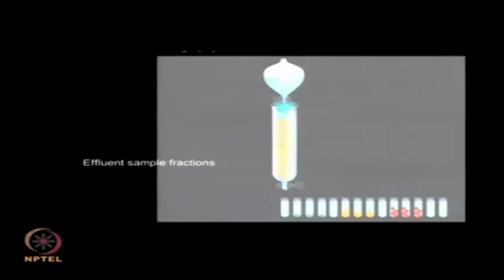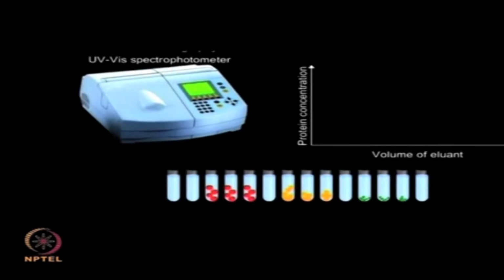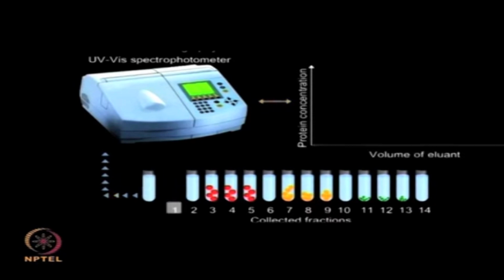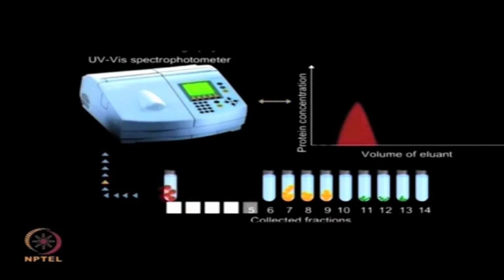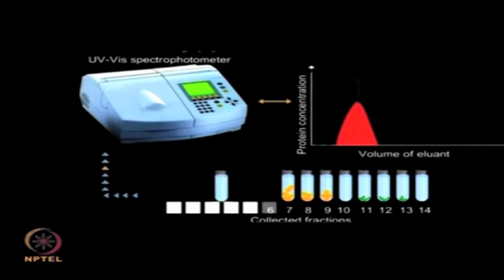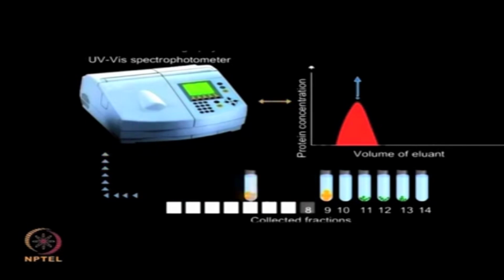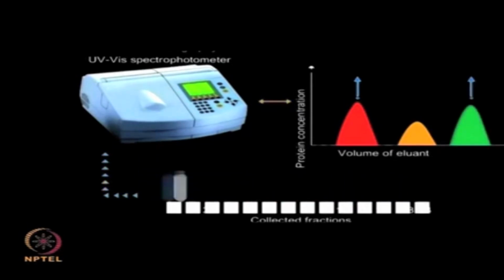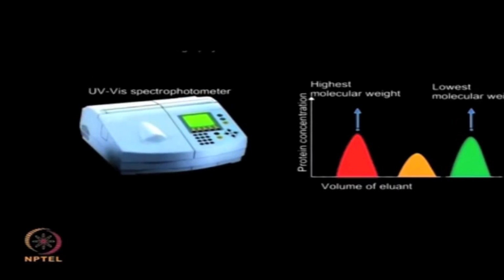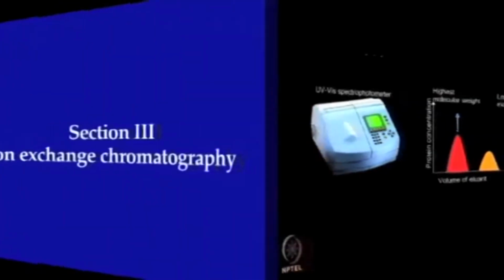Now, analyze the protein content by using a UV visible spectrophotometer at 280 nanometers. Once all the absorbance values are recorded, a graph of eluent volume versus protein concentration can be plotted. Now, the highest molecular weight is in the beginning and the lowest molecular weight towards the end.